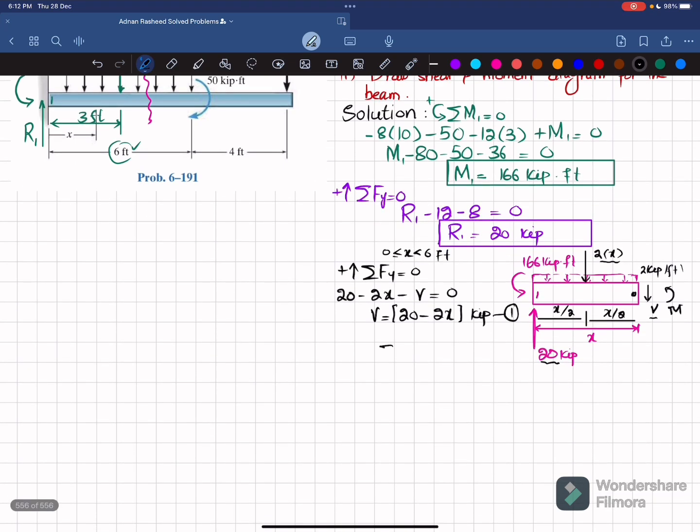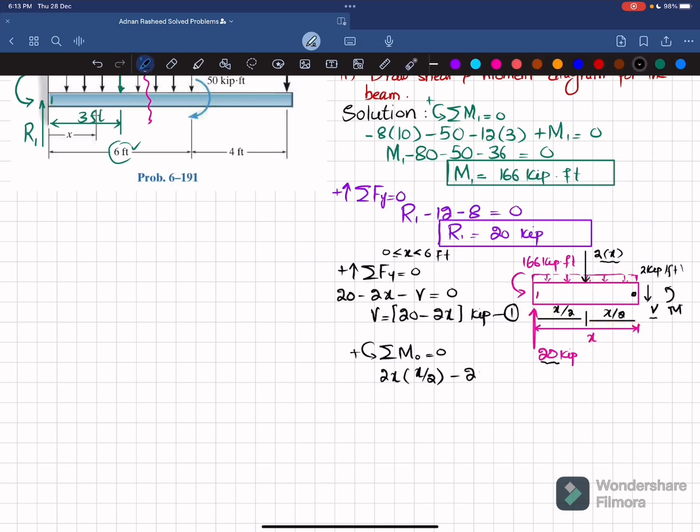Now we'll find this moment by using the equation of equilibrium, that the sum of all moments about point O is equal to 0, taking the counterclockwise moment as positive. So about this point O, the first moment will be due to this 2x, and the perpendicular distance is x by 2, and this is producing counterclockwise moment, so it will be positive. So I will write 2x into the perpendicular distance x by 2. The second moment will be due to this 20 kips load, and the perpendicular distance is x, and this is producing clockwise moment, so it will be negative.